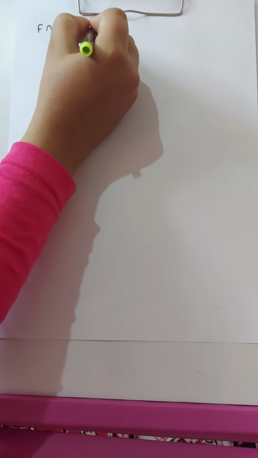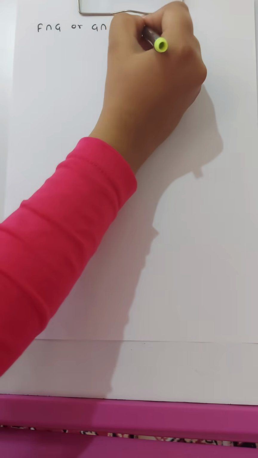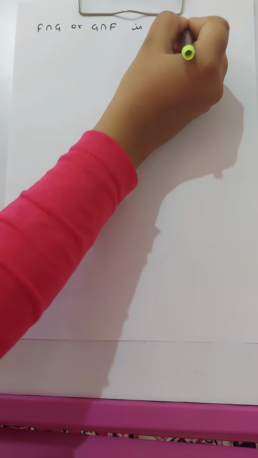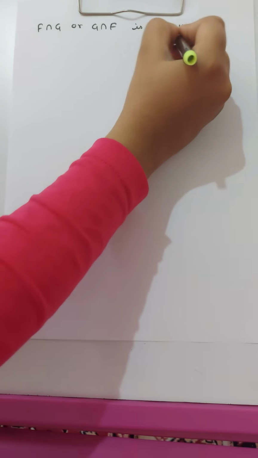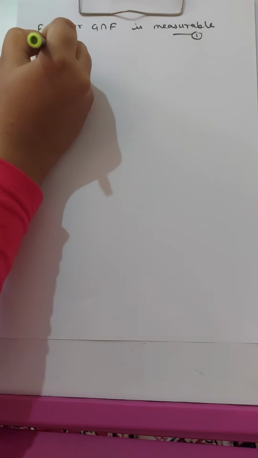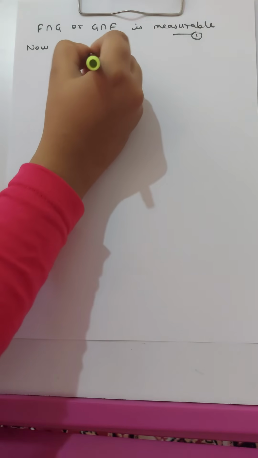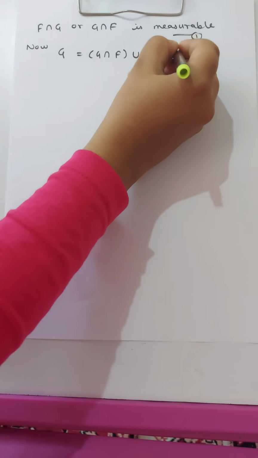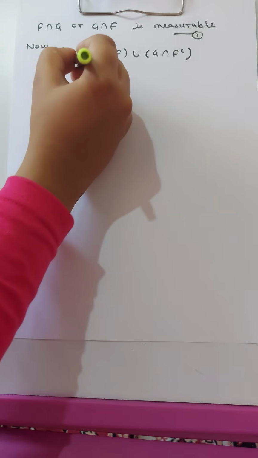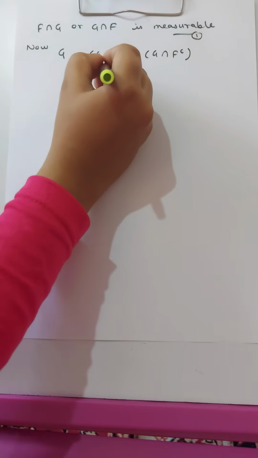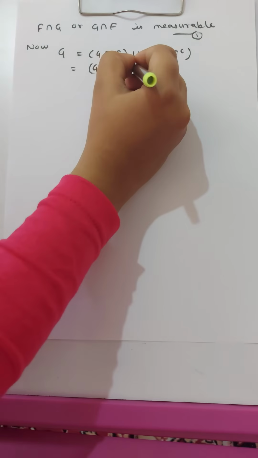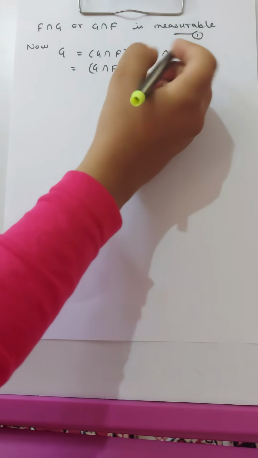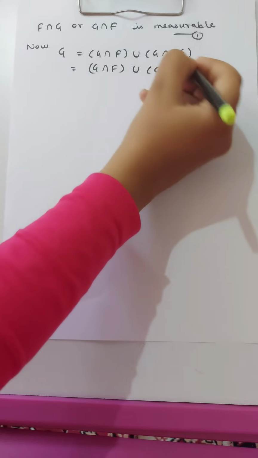Now we have F intersection G, or we can say G intersection F, is measurable. Let it be number 1. Now G can be written as G intersection F union G intersection F complement. So G intersection F union this G intersection F complement, which can be written as G minus F.